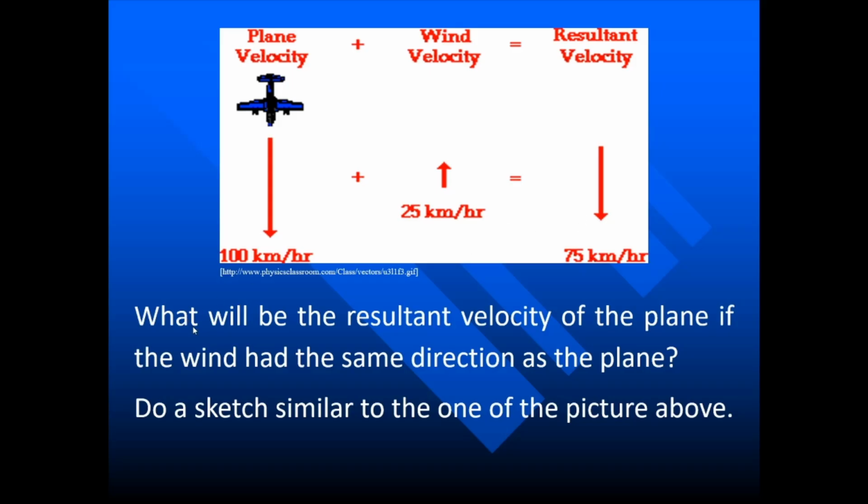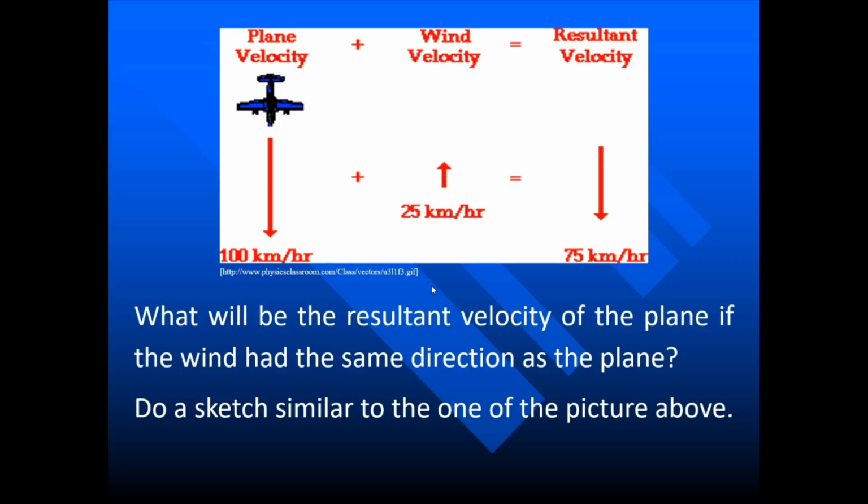So the question that we have here: what will be the resultant velocity of the plane if the wind had the same direction as the plane? Well, if they were both going down, the new resultant velocity would be 125 kilometers per hour. So it's really important to know the directions, because you might be adding them or you might be subtracting them. You could do a sketch, and it would have the arrow pointing in the down direction.